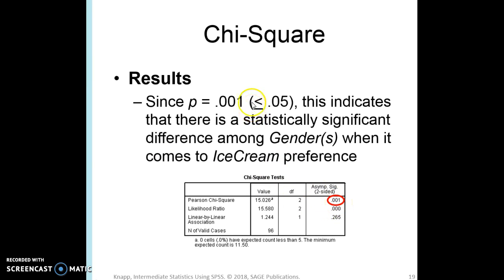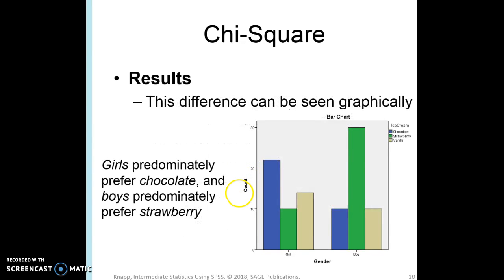0.001. That's highly significant, a lot less than 0.05. So the result is there was a difference in ice cream preference for girls and boys. Look at these terms here, likelihood ratio. We use that to determine if there's significance when the expected values are not satisfied, being greater than or equal to 5. You'll see that in a video on how to use that as well.